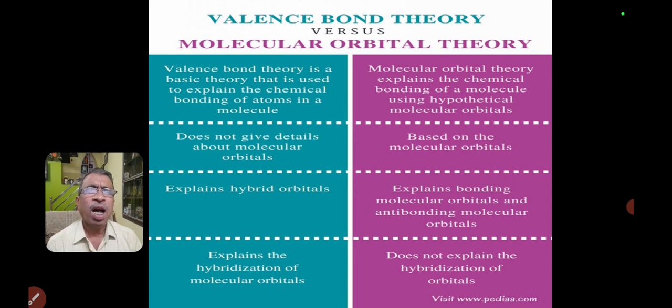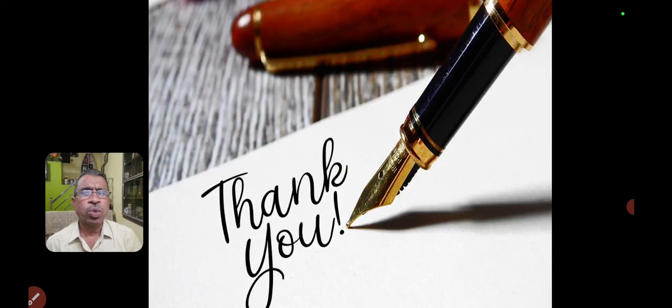This is another slide that shows the comparison of valence bond theory versus molecular orbital theory. Students, go through these aspects and try to learn.